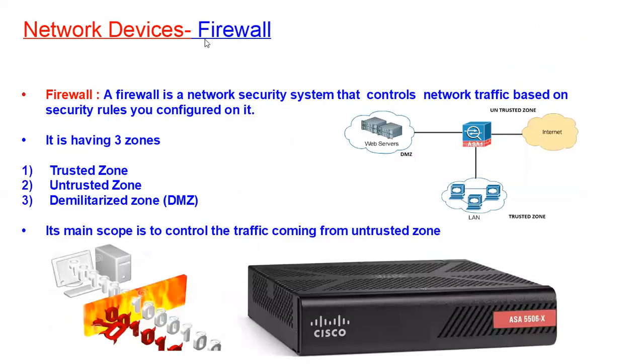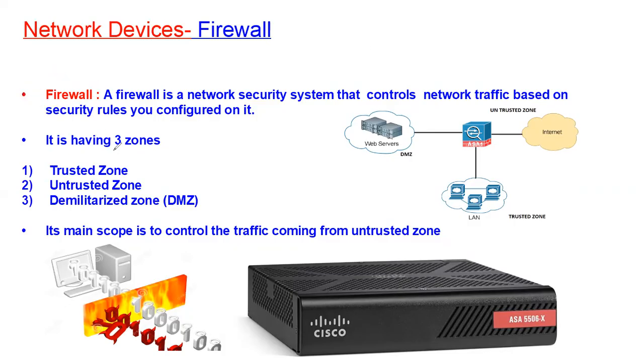Then we have one more device called firewall. Firewall, what is the use? It is used to secure your network. How it secures your network, let us try to understand. Firewall is a network security system that controls network traffic based on security rules you configure on it. So it is basically a security device which secures your network.